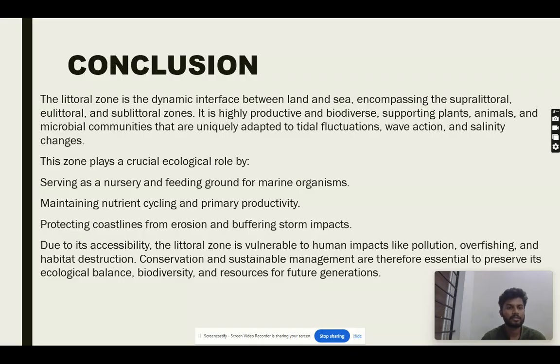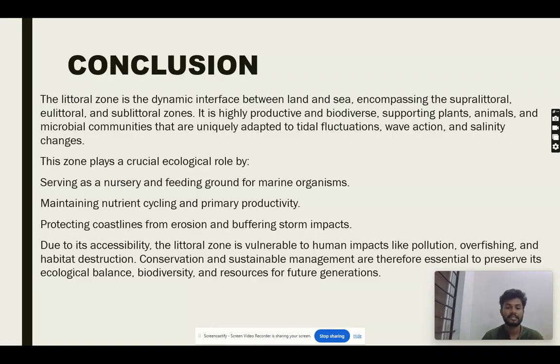So, coming to the conclusion, the littoral zone is the dynamic interface between land and sea, encompassing the supralittoral, eulittoral and sublittoral zones. It is highly productive and biodiverse, supporting plants, animals and microbial communities that are uniquely adapted to tidal fluctuations, wave action, salinity changes, temperature fluctuation, desiccation and so on. This zone plays a crucial ecological role by serving as a nursery and feeding ground for marine organisms, maintaining nutrient cycling and primary productivity, protecting coastlines from erosion and buffering storm impacts.